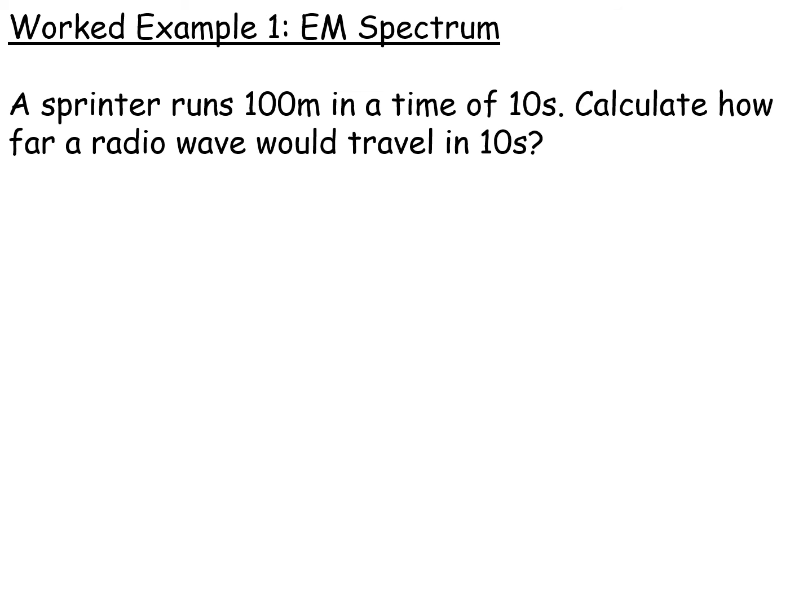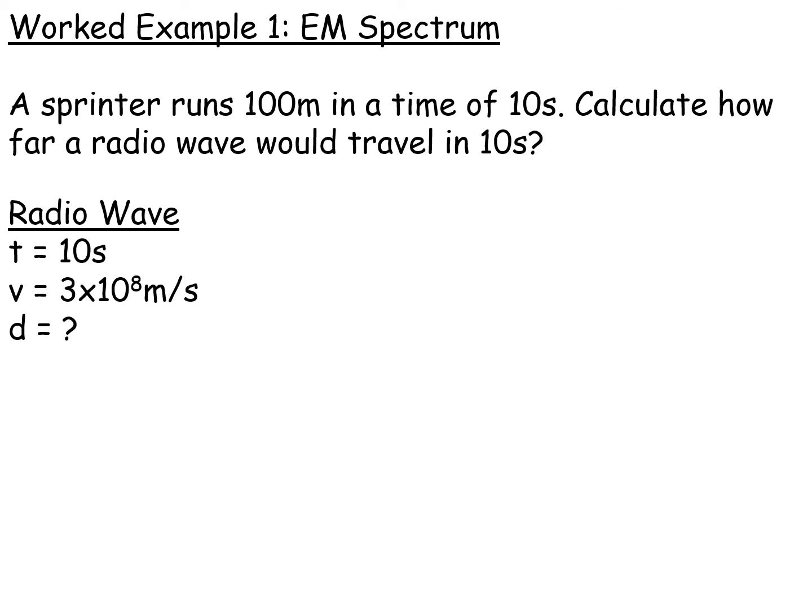So a sprinter runs 100 meters in a time of 10 seconds. Calculate for a radio wave, how far would it travel in 10 seconds. Okay, so hopefully you remember your KFC technique. So you would get that the time is 10 seconds, the speed of a radio wave, remember, is 3 times 10 to the 8 meters per second, and we want a distance.